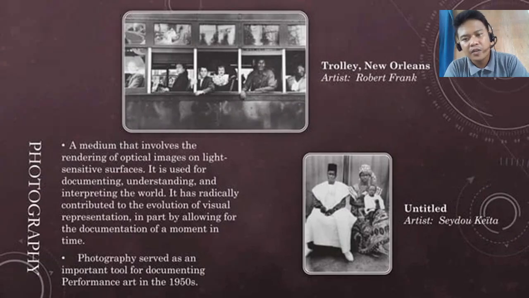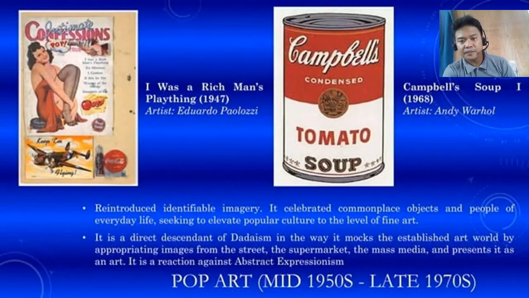Next is photography. It is a medium that involves the rendering of optical images on light-sensitive surfaces. It is used for documenting, understanding, and interpreting the world. Just like here, the Trolley, New Orleans and the untitled one, where the artist was Seydou Keïta. That is photography. We also have pop art.